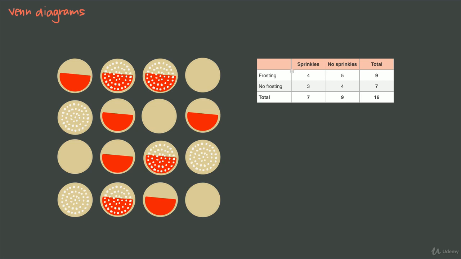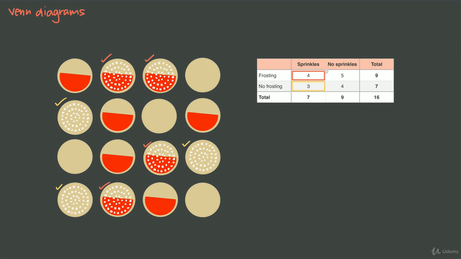Because if we look at this box here, this box represents all of the cookies that have frosting and sprinkles. And so we can see that we got here 1, 2, 3, 4 cookies with frosting and sprinkles, so we put that in there. Then we have here in the first column, second row, all of the cookies that have no frosting but did get sprinkles. So there's no red frosting, but they did get the white sprinkles, and we can see that we have here 1, 2, 3 of those cookies. So we put the 3 there.